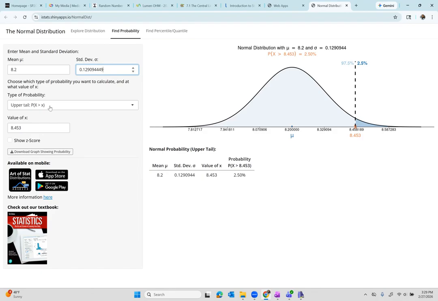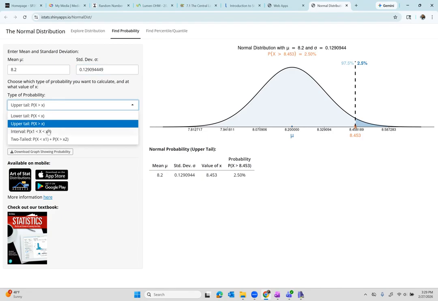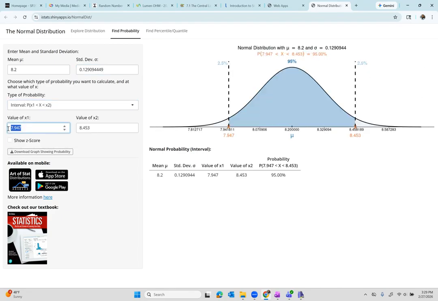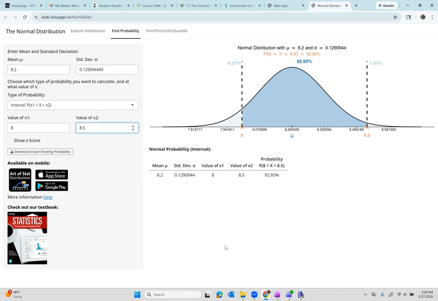And they are asking us to find the probability in an interval, and the interval is from 8 to 8.5. And again, remember that your variable is not x but x bar. We are talking about sample means from samples of size 60, and the probability that the mean is between 8 and 8.5 is 0.9293.